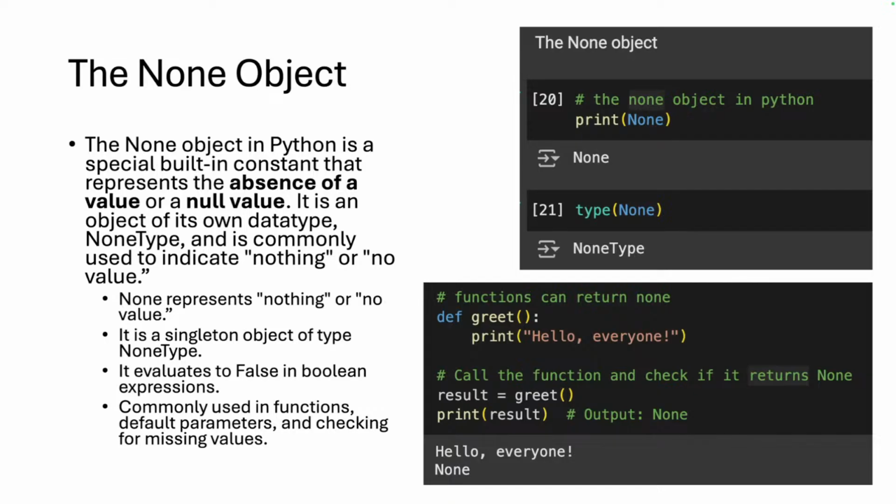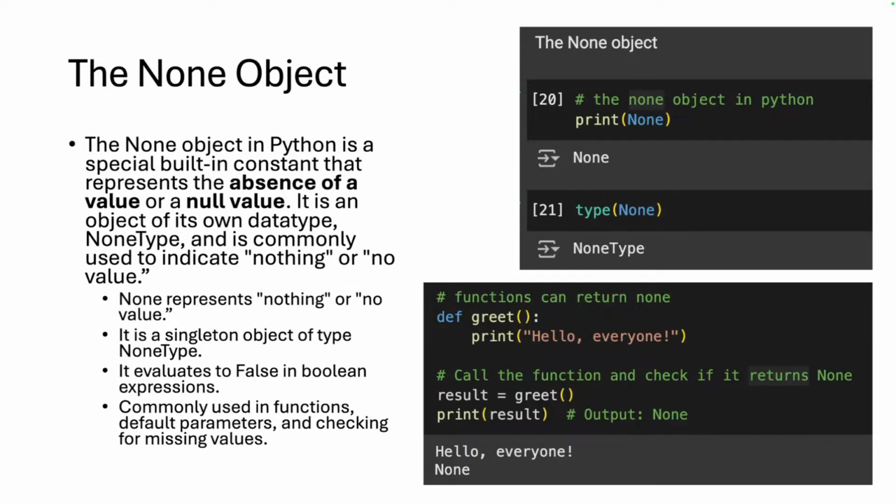So we talked about strings, we talked about integers, we talked about lists. Those are all data types. None is its own data type. It's called a none type, and it's usually used for indicating nothing or no value. In the world, we just indicate no value with the absence of something. But in programming, we have to indicate the absence of something with an actual data type. And that's what none represents.